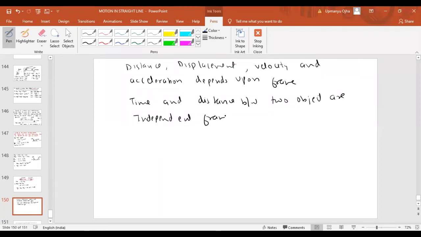Can you explain this point? Distance, displacement, velocity depend upon the frame, but time and the distance between the two objects are independent of the frame. Is the statement which I have written correct or not? I hope you understand what a frame is. Like a car is a moving frame, and the ground is a stationary frame. Okay, fine. So is the point I have written correct or not?